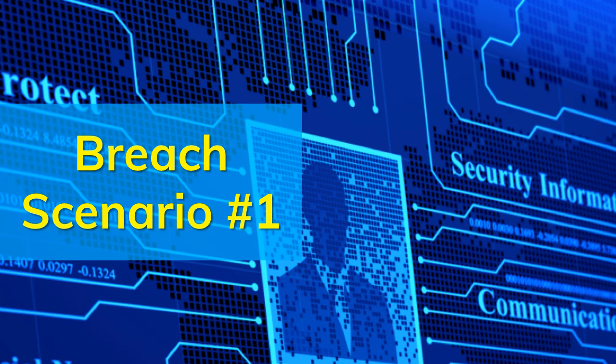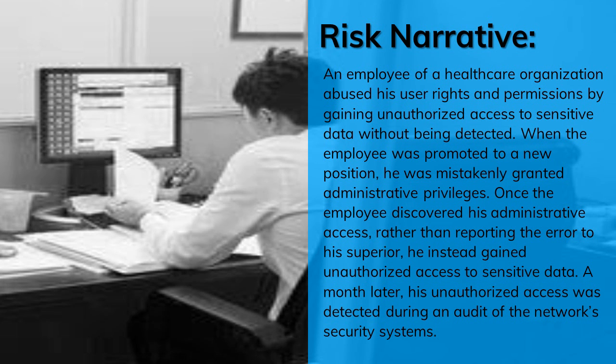Breach scenario number 1. Risk narrative: an employee of a healthcare organization abused his user rights and permissions by gaining unauthorized access to sensitive data without being detected. When the employee was promoted to a new position, he was mistakenly granted administrative privileges. Once the employee discovered his administrative access, rather than reporting the error to his superior, he instead gained unauthorized access to sensitive data. A month later, his unauthorized access was detected during an audit of the network's security systems.